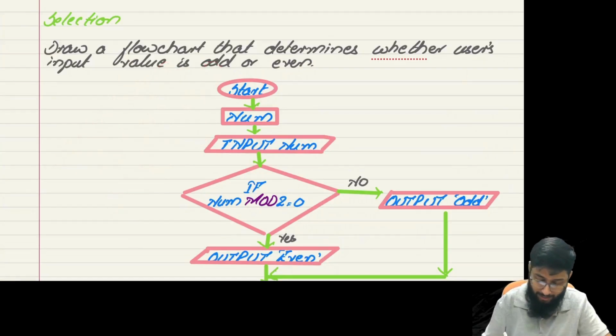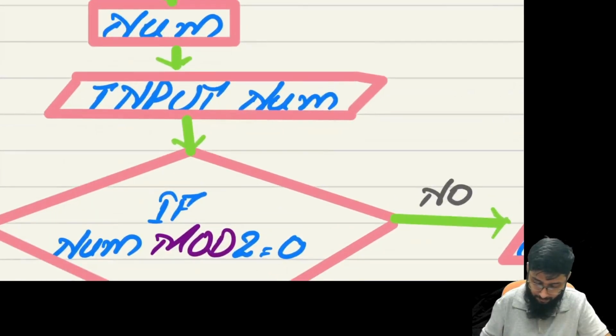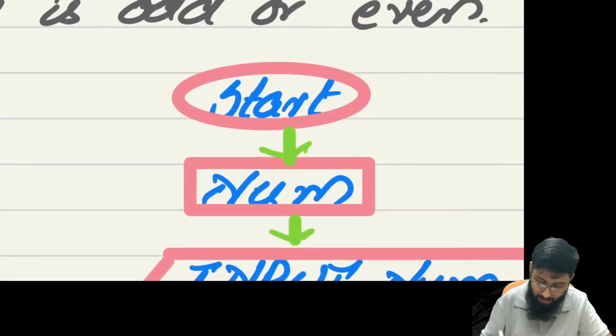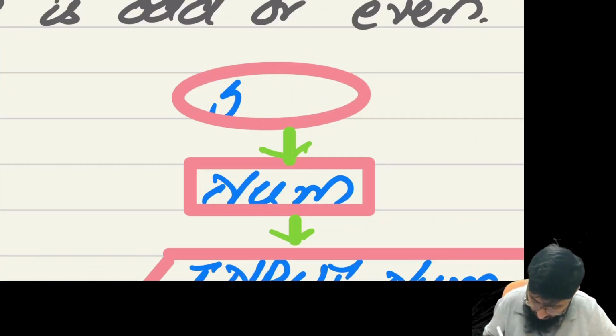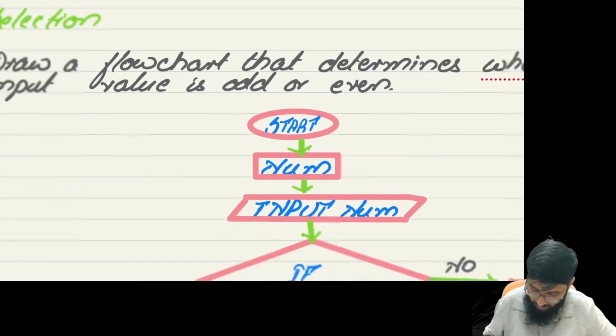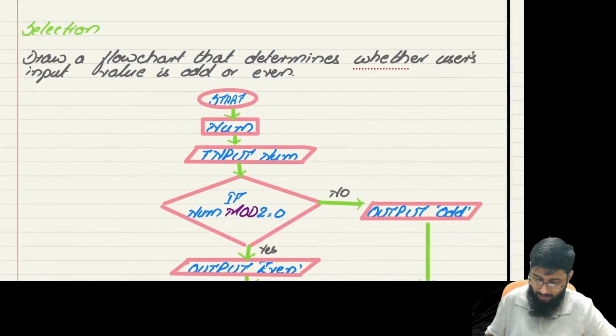So how are we going to do that? Again, I made a mistake right over here. Start should be in block letters, sorry, as it is the keyword. Okay, so we are going to start the program.